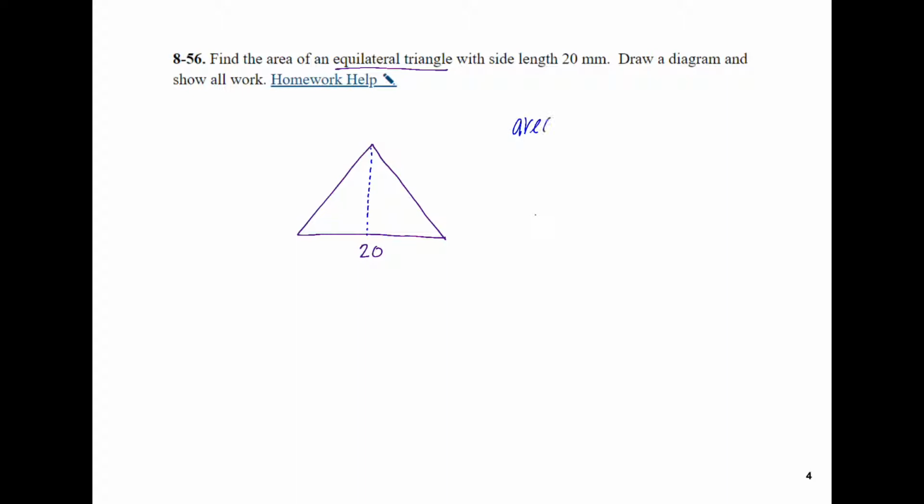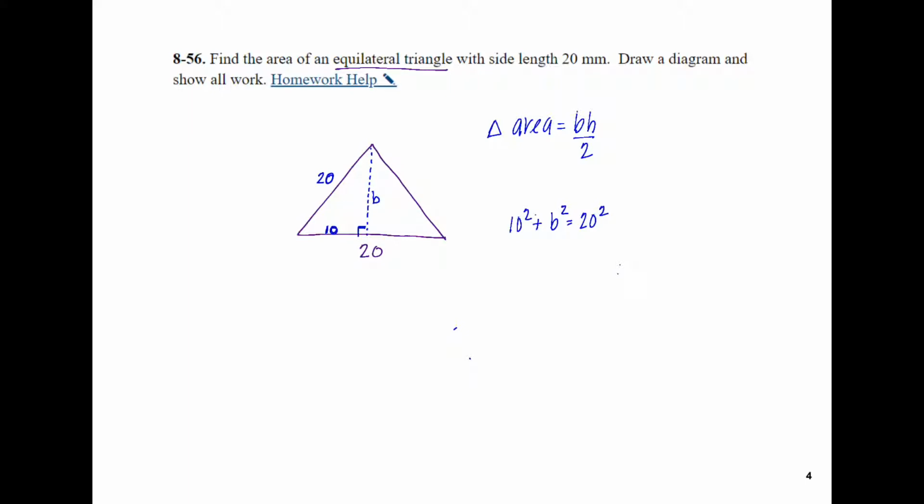So I know that area equals base times height divided by 2 for a triangle. When I cut my triangle in half, I created a 90-degree angle, which tells me that this side is 10. If it's an equilateral triangle, I know that this side is 20. So I can either use the Pythagorean theorem, 10 squared plus b squared equals 20 squared, and solve for b, or I could use right triangle trig.